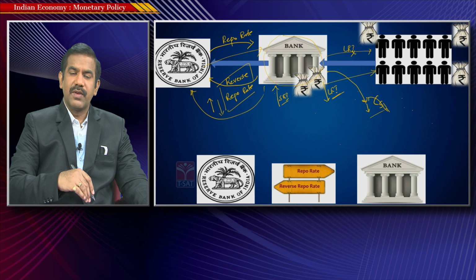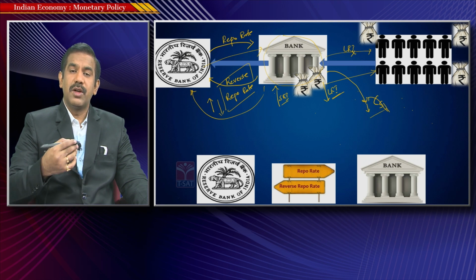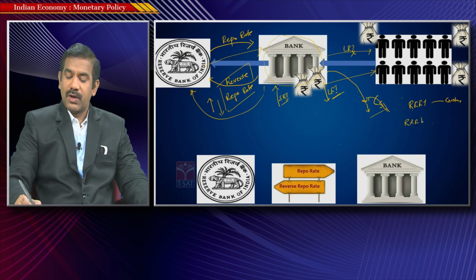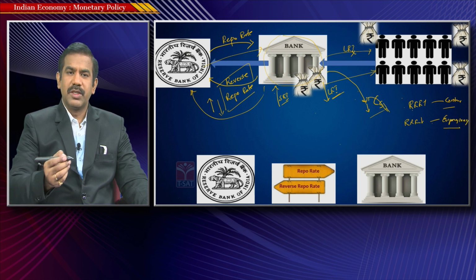By decreasing the reverse repo rate, the RBI is trying to signal banks that it is better to lend money to the markets. That's how an increase in reverse repo rate is an indication of contractionary policy, and a decrease in reverse repo rate is an indication of expansionary policy. So in simple terms, my dear friends, it's very easy to remember this fact.